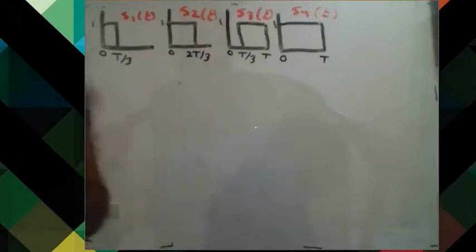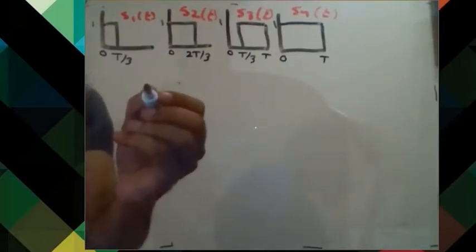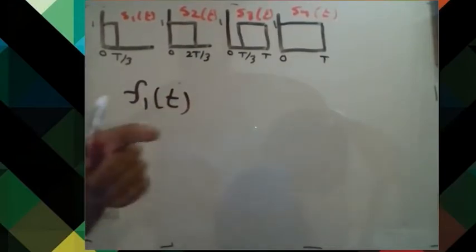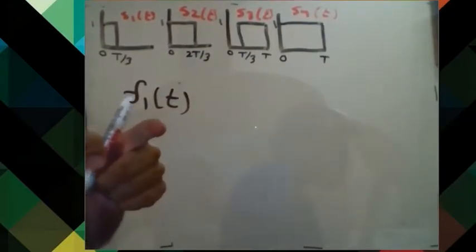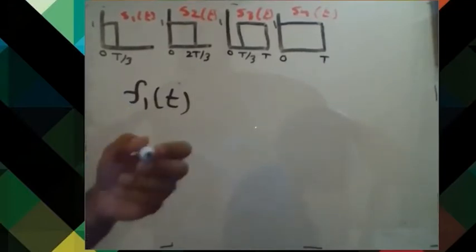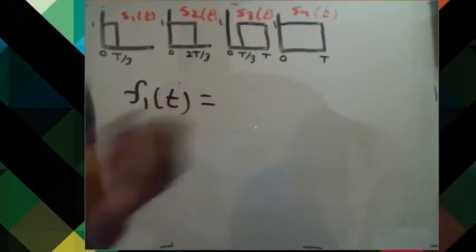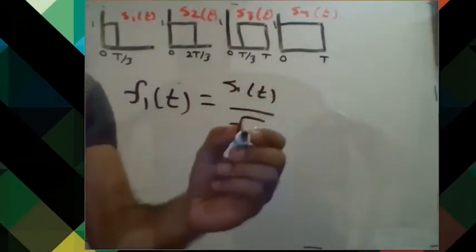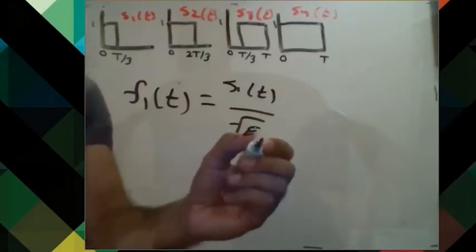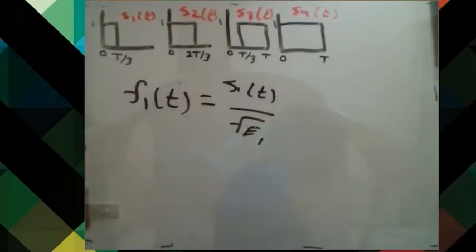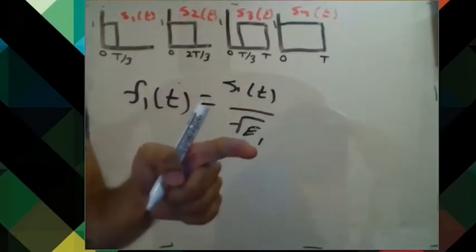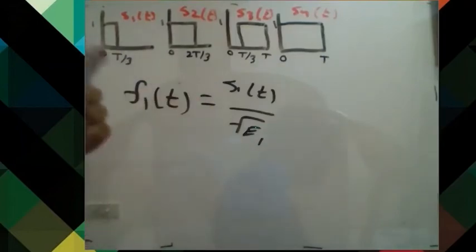If I start with S1, the first step is to find a function f1(t), which is a signal. This is the first orthogonal signal in the basis set. The process of finding it is to take the first signal and divide it by the square root of its energy, E1. The signal is divided by a scalar value. So let's first find E1, the energy of this signal.